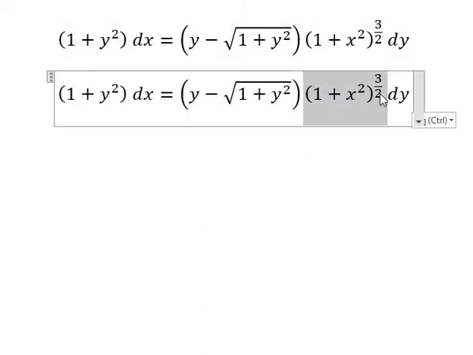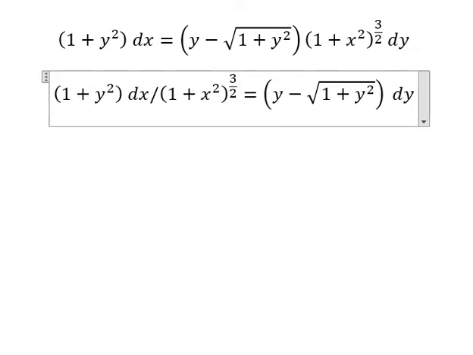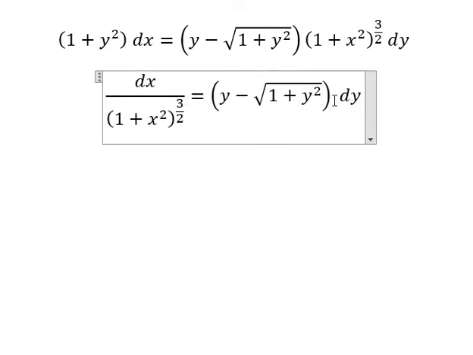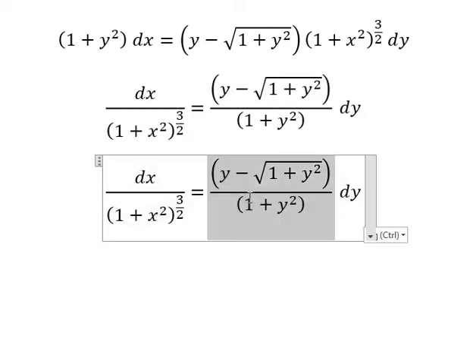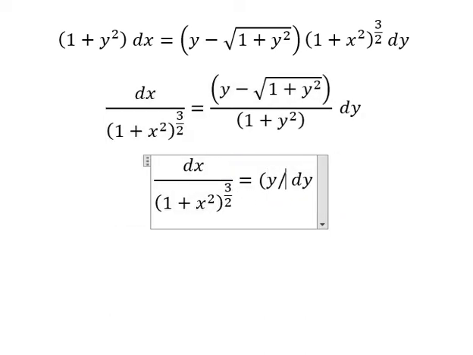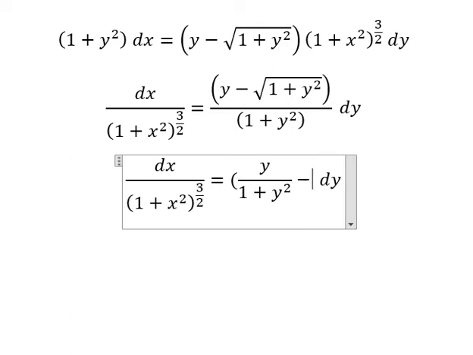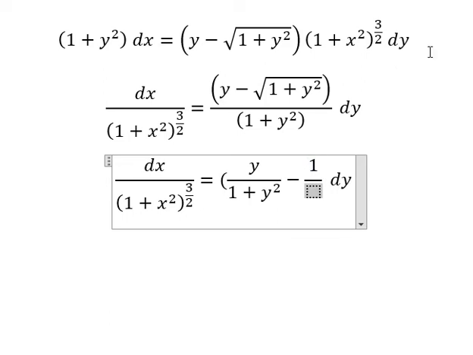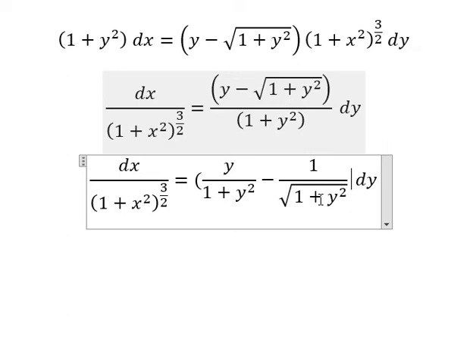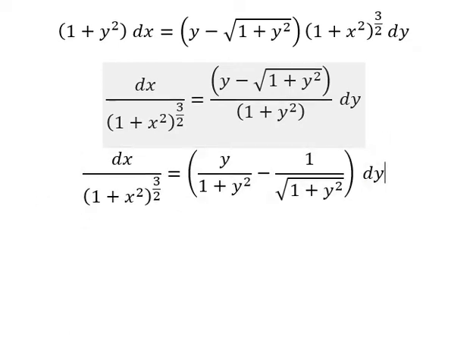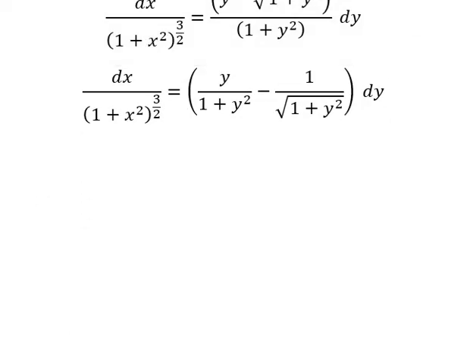So I will put this one go to the left and this one go to the right. Next, we need to simplify this one. So we have y over 1 plus y squared minus 1 over the square root of 1 plus y squared. Now, I will put the integration for both sides.